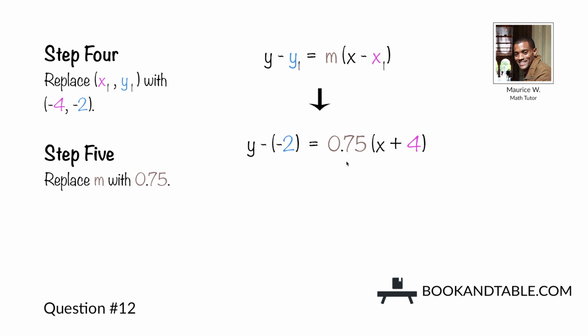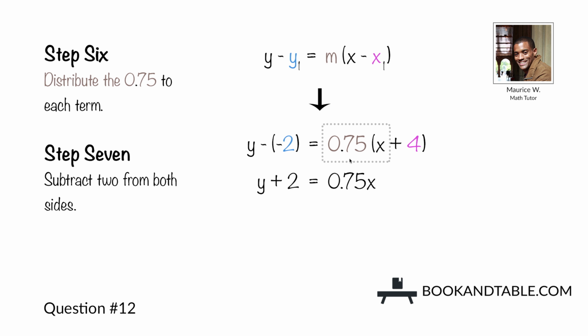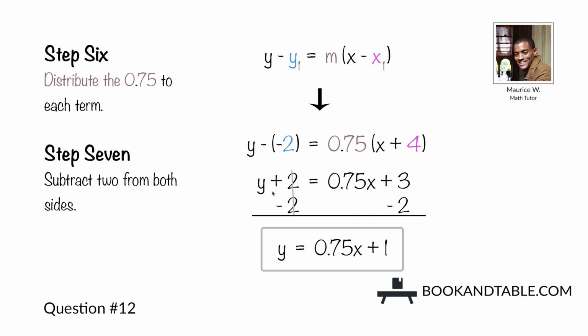And now step 6, distribute 0.75 to each term in here. 0.75 times x is 0.75x. 0.75 times positive 4 is positive 3. So we wind up with y plus 2 is equal to 0.75x plus 3. To get rid of this positive 2, step 7 will be subtract 2 from both sides.